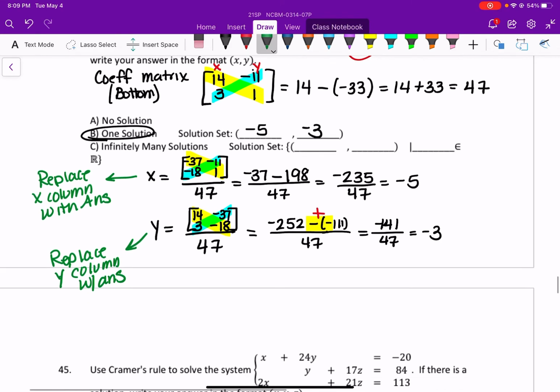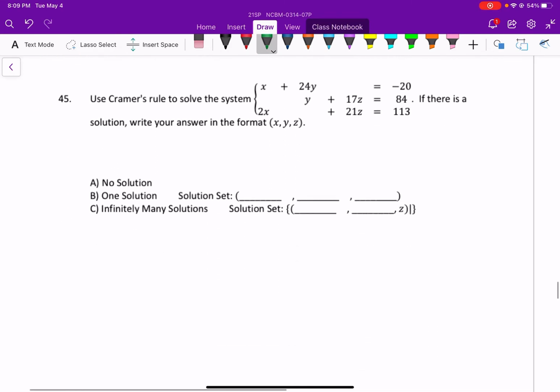Okay, so the very last problem is probably one of the most time-consuming ones in my opinion, and that is doing the Cramer's rule for a 3x3. I also want you to notice you've got some blank spaces here in this problem as you look at this, and that's because we're missing some variables.